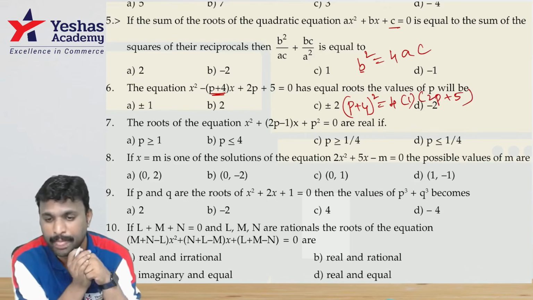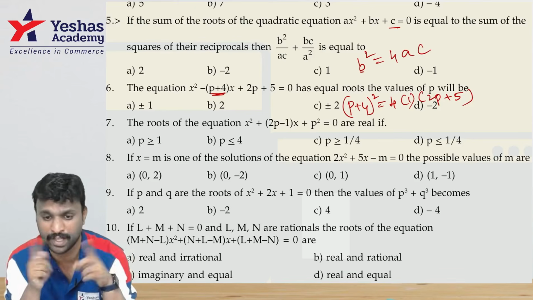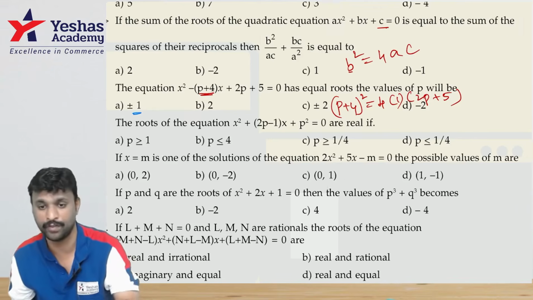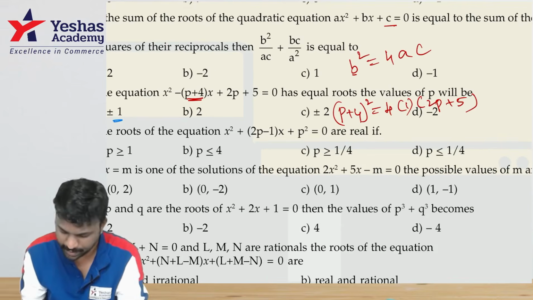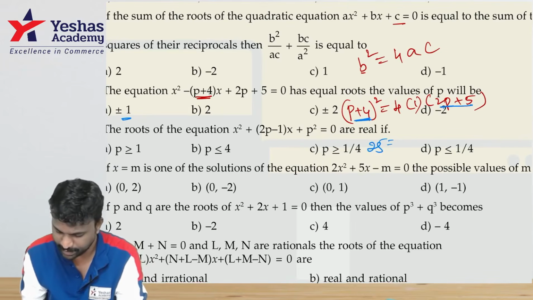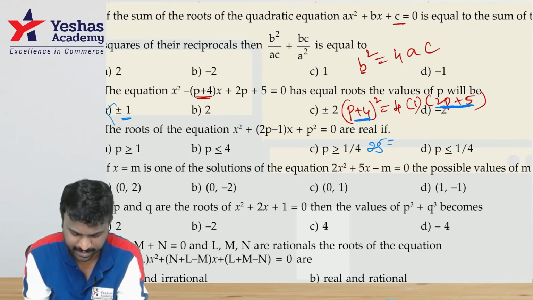Now, where is p? Options. Guys, I have to just plug in the options. Whichever satisfies, that's the right answer. Guys, plus or minus 1 is there. First of all, let me hit p equal to 1. 1 plus 4 is 5. 5 square is 25. On the right hand side, 1 plus 5 is 6. 6 into 4 is 24. It's not 25. So 1 doesn't satisfy.